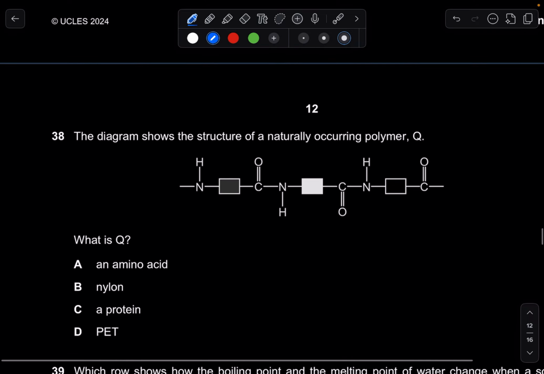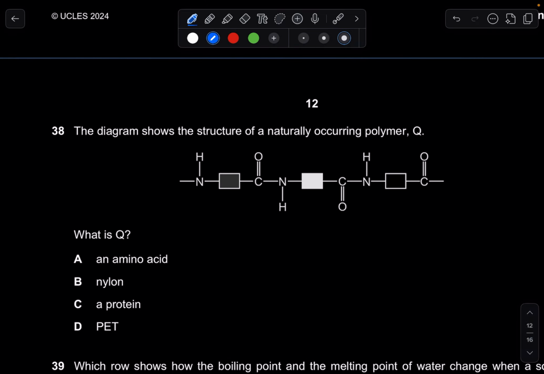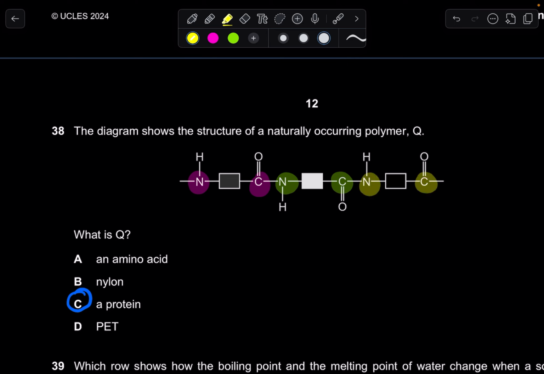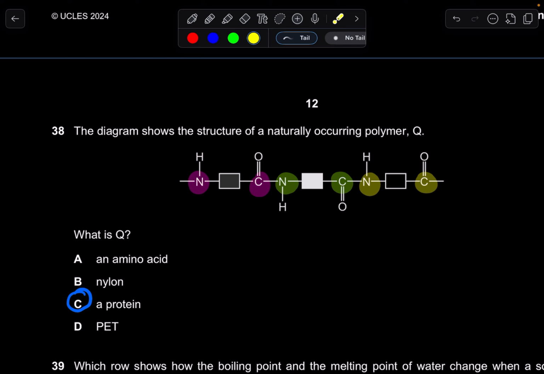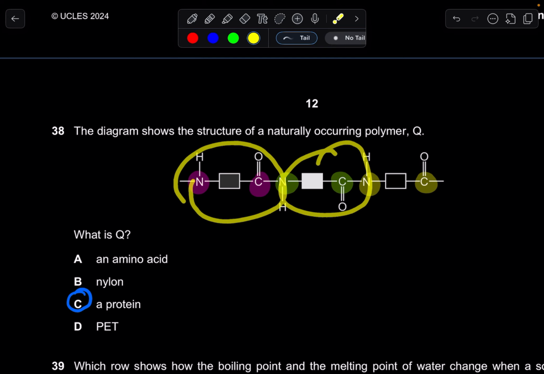Okay, the diagram shows the structure of a naturally occurring polymer Q. I think by this time it should be child's play that this is protein. I don't even need to explain this, because look, on one side you have nitrogen, on one side you have carbon. Look at the pattern. Then again you have nitrogen, carbon. Then again nitrogen, carbon. Don't you see the pattern, that what's happening over here is NC, NC, NC. So the NC, NC pattern is a protein, and all these are amino acids.